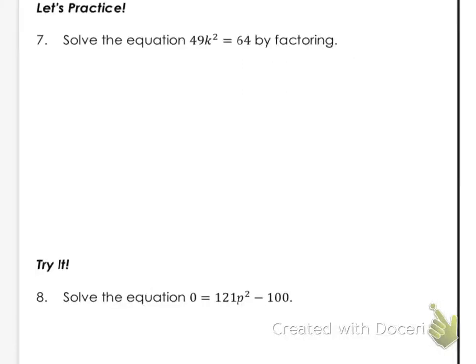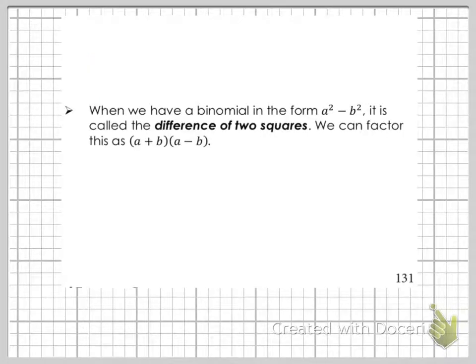If we were to take a look at number 7, to start off, we're going to subtract 64 from both sides. And we would end up with 49k squared minus 64 equal to 0. They want us to solve this, so in the end, we're going to figure out what k is equal to. But before we get to that part, let's take a look at what we just learned: we can express the difference as a plus b times a minus b if we can square a and square b.